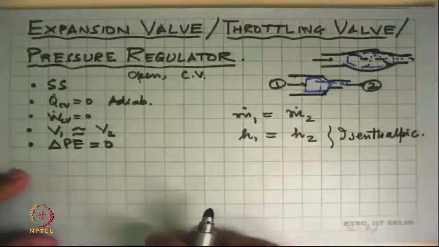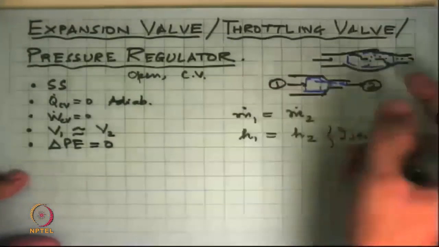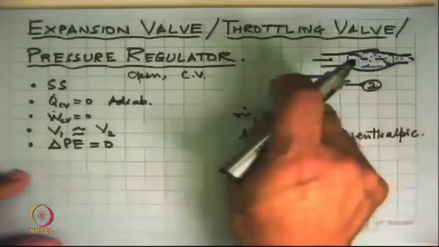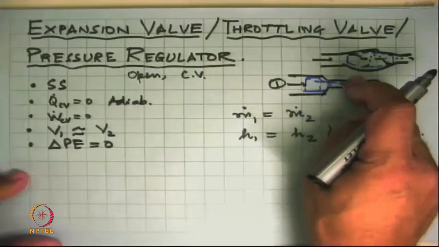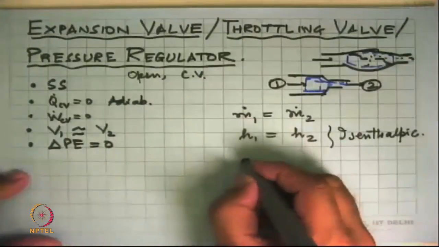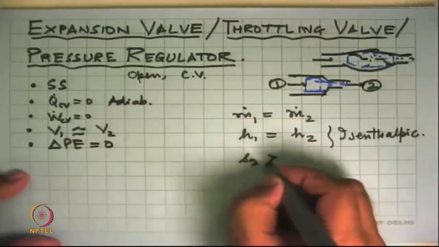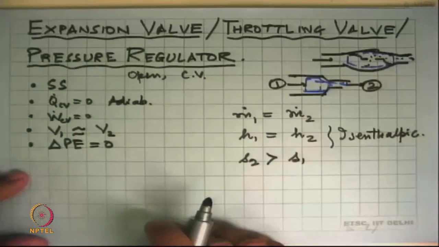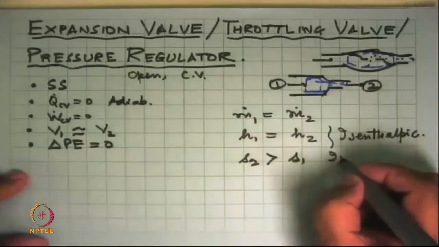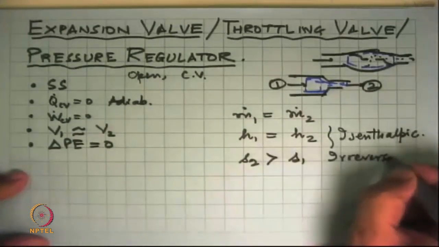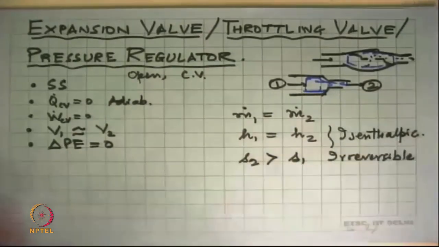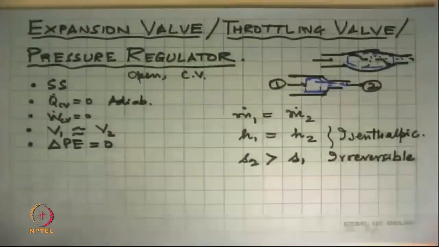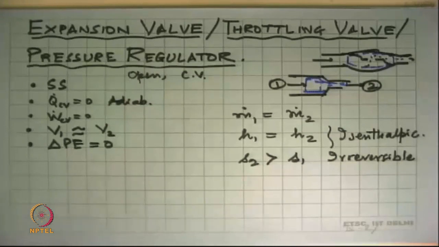Inlet outlet enthalpies are the same, but what we have done is we had a higher pressure, high temperature here, we got a much lower pressure on the outside. We would know from the second law analysis that S2 is greater than S1. Throttling is a hugely irreversible process. Which would also mean that you would like to avoid it as much as possible, but then there are certain practical aspects of the throttling process which are very, very nice.